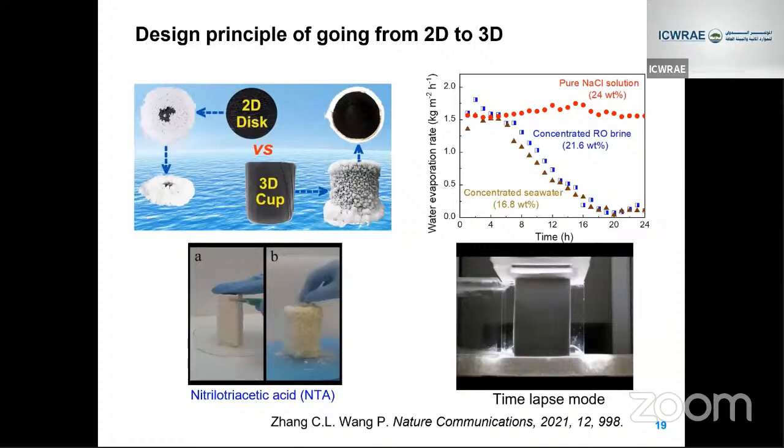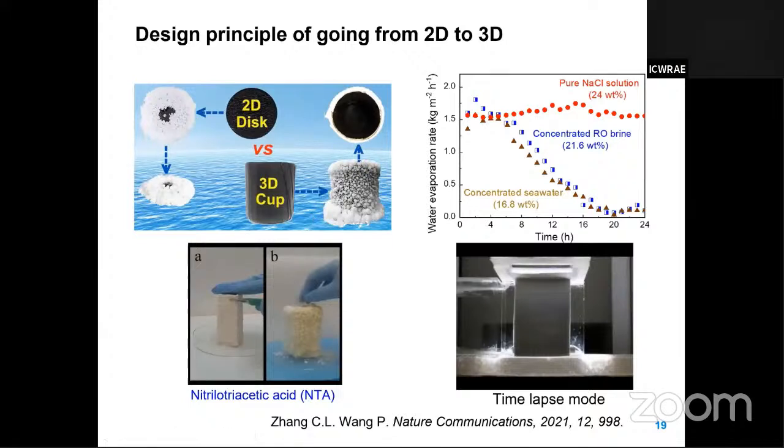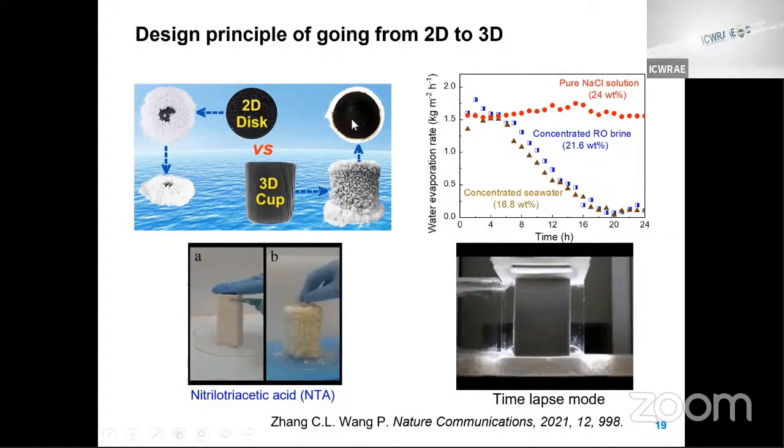Based on that, we moved on to work with a three-dimensional, this cup type of three-dimensional solar salt crystallizer. And you can see here, for this design, we were successful in separating light absorbing surface from salt accumulation surface.